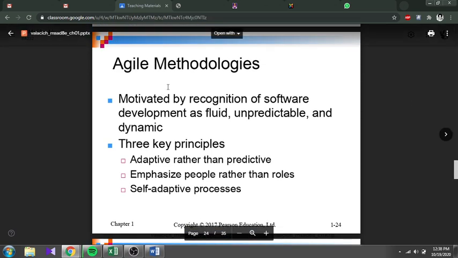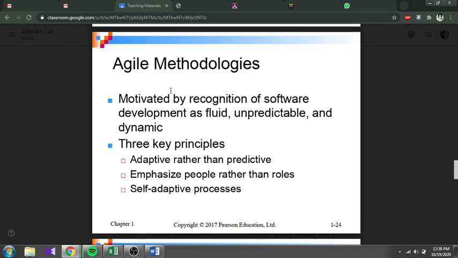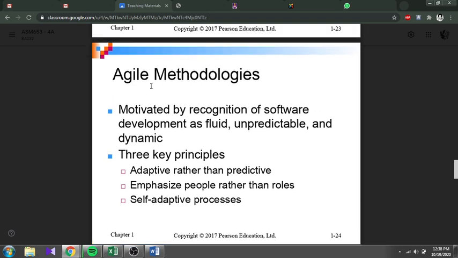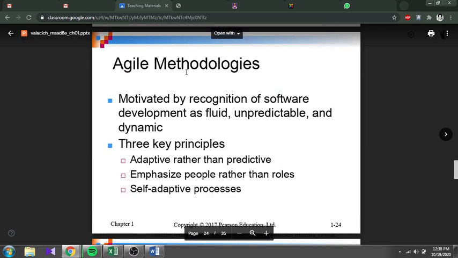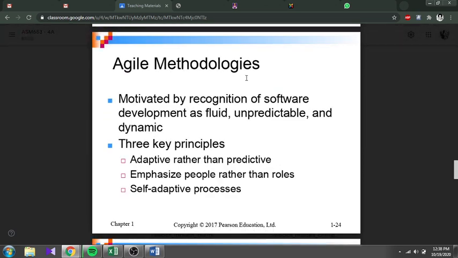Okay, we go to the next one, Agile Methodology, motivated by recognition of software. Actually there are a lot of processes, but this one I think is the most popular on this system development. Just now there was SDLC, now we have done the CASE. Now we move to the Agile methodology. This one is motivated by recognition of software development as fluid, unpredictable and dynamic.